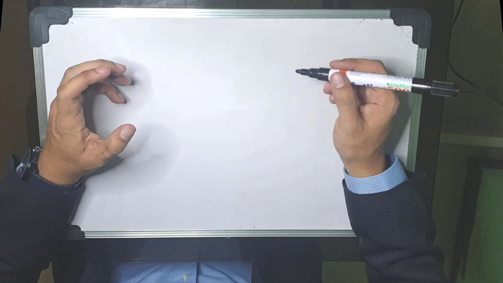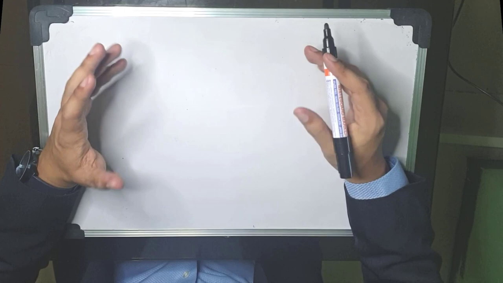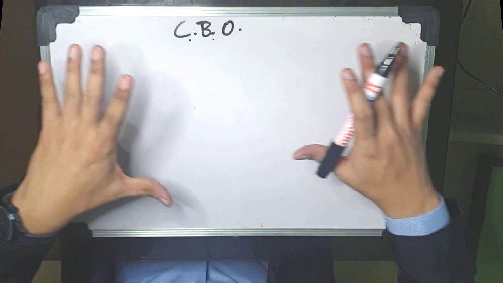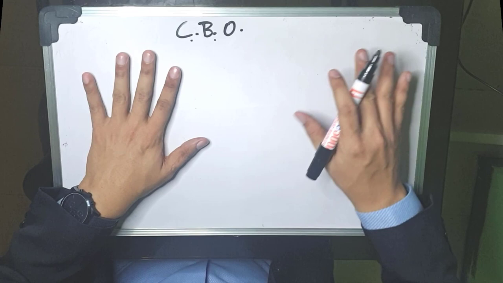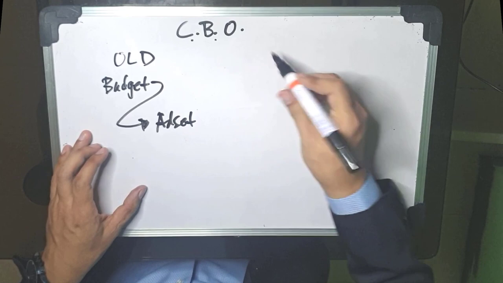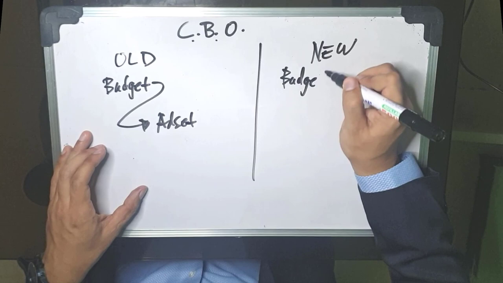Alright, this will become our supplemental lesson, because what is on our board is a bit blurry and hard to see. I want everybody to understand how CBO, or campaign budget optimization, works. To understand it, we are going to compare the old way and the new way. In the old way, the budget was set on the ad set level. In the new way, the budget will be set on the campaign level.